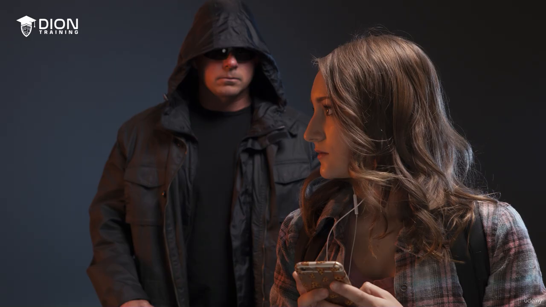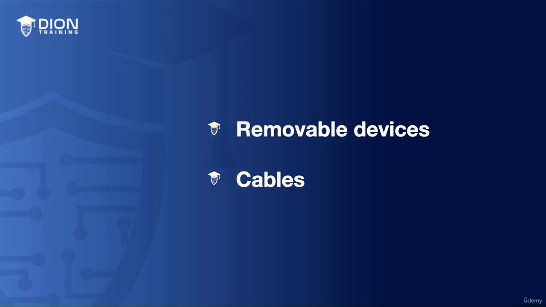Now, all of these types of social engineering attempts really do underscore the need for constant vigilance and situational awareness, because our actions might potentially be watched by an attacker. Beyond these human threats, though, we also need to worry about technological attacks that are used by social engineers, like removable media devices and cables that are used as part of a baiting attack.